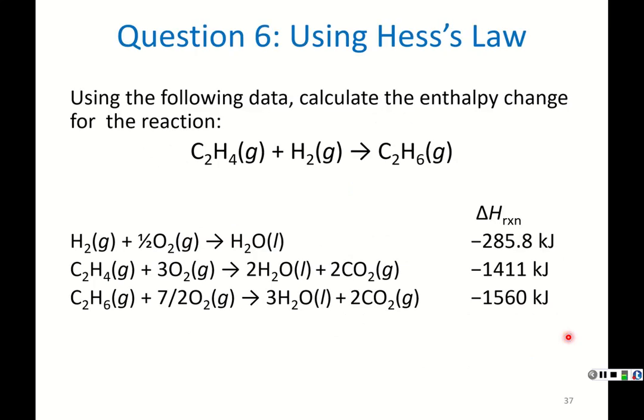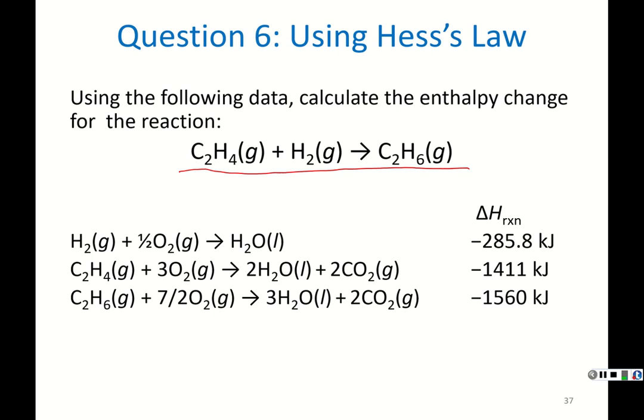Okay, so let's try a practice question using Hess's law. Okay, so here we have three equations, and we have to get these to add up to our target equation, which is given up here on top.